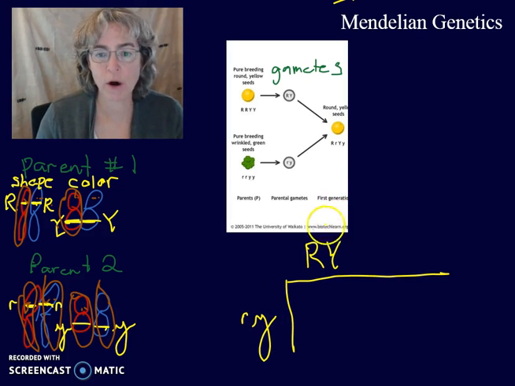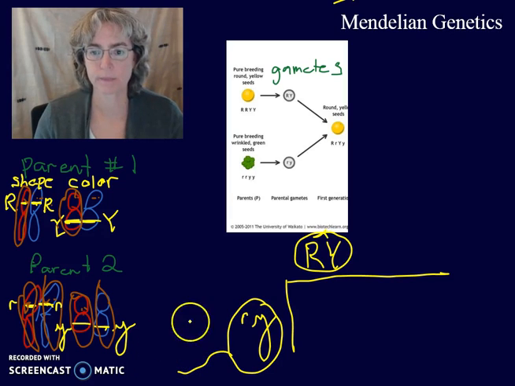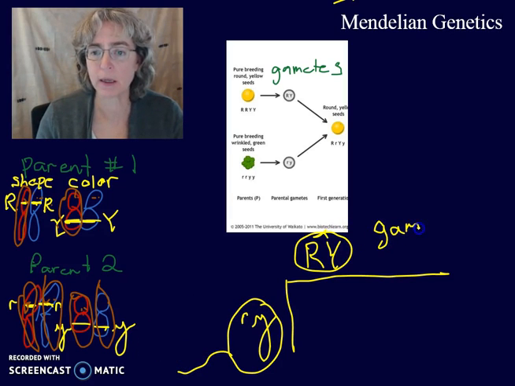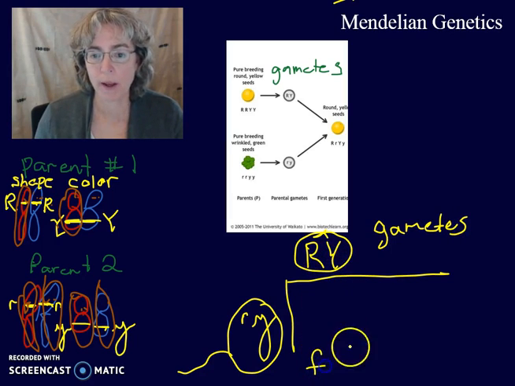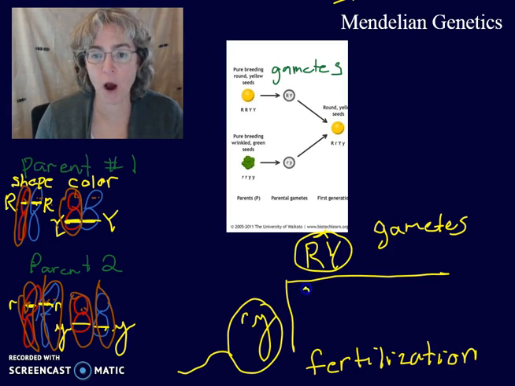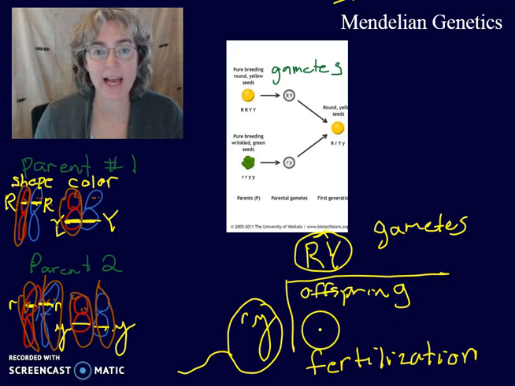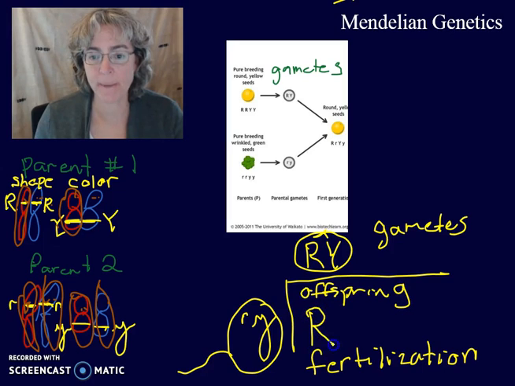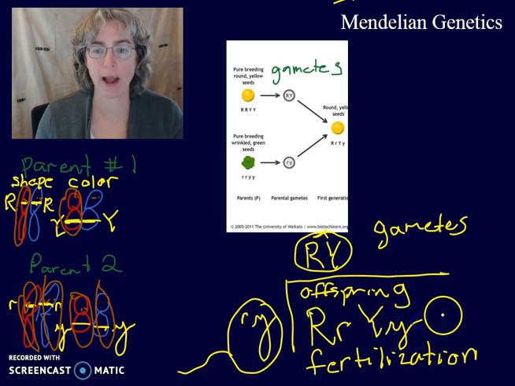So remember, these are our gametes. Let's say that's the egg, and this one's the sperm. These are our gametes. And then they are going to combine in fertilization to come up with the offspring that has the genotype big R, little r, big Y, little y.